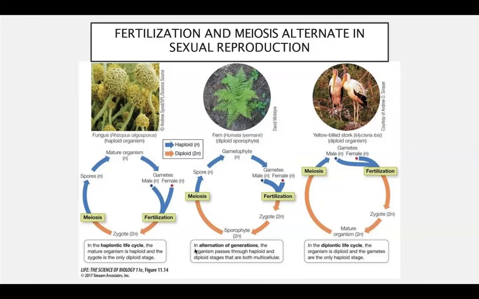Then you have alternation of generations. In alternation of generations, the organism passes through both life cycles. So it has a haploid life cycle and it has a diploid life cycle. It decides based on the environment. In the diplontic life cycle, the organism itself is diploid and the gametes are haploid, which is the case in humans and most animals. Typically in fungi, you'll see the haplontic life cycle, where the mature organism has half the DNA. Then you have certain ferns, plants, etc. that can alternate generations based on environmental conditions.